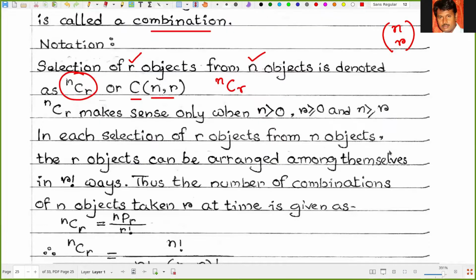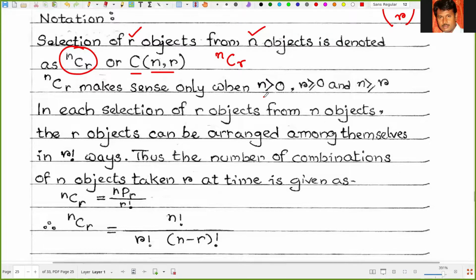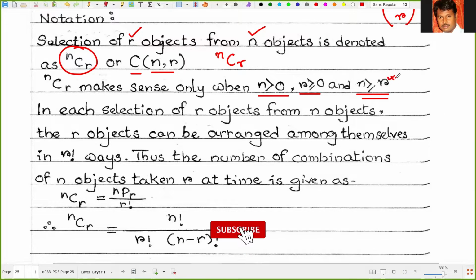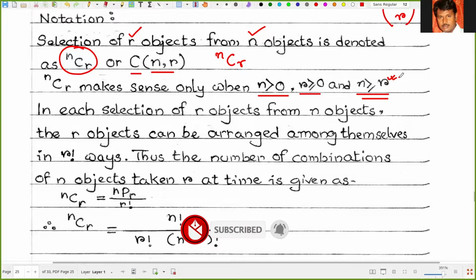Now, nCr makes sense only when n is greater than 0. That means if there is no object, then how can we select something? Moreover, r may be equal to 0, that means we are selecting nothing, or greater than 0. And n is always greater than or equal to r. That means out of n objects, we can select n objects, or we can select r objects where r is less than n.